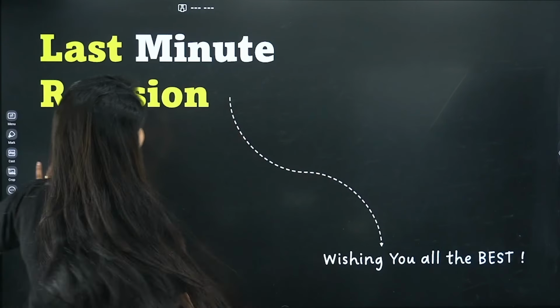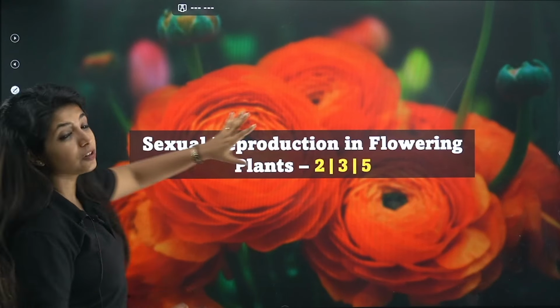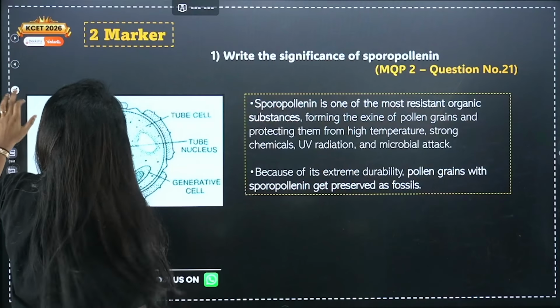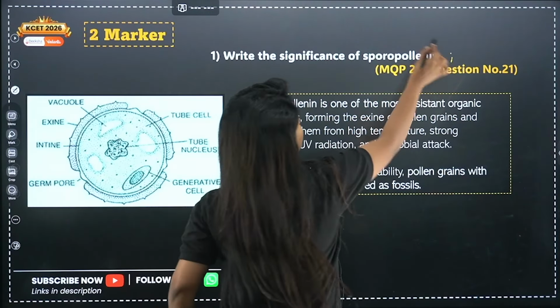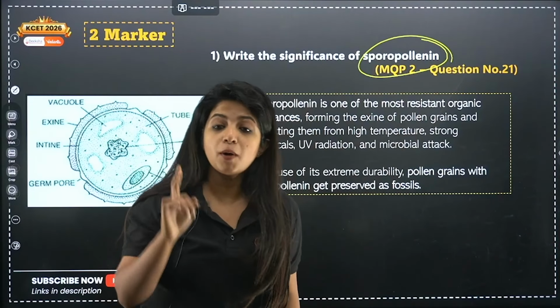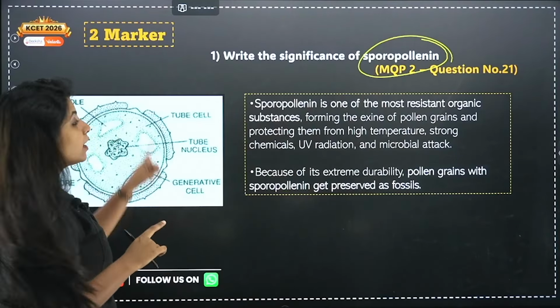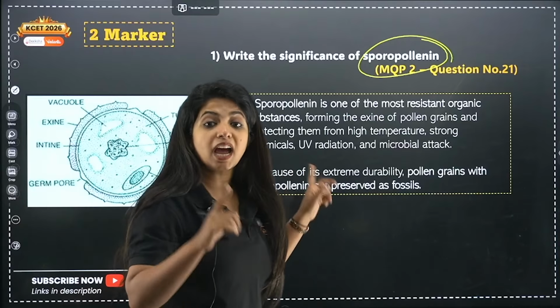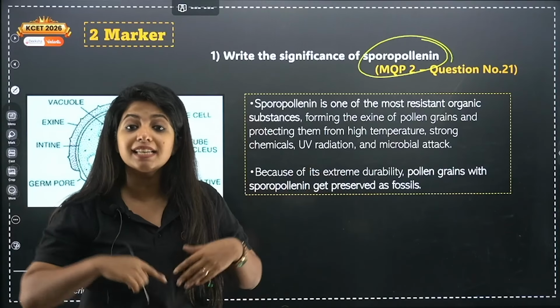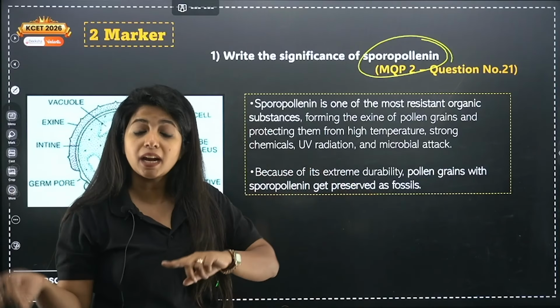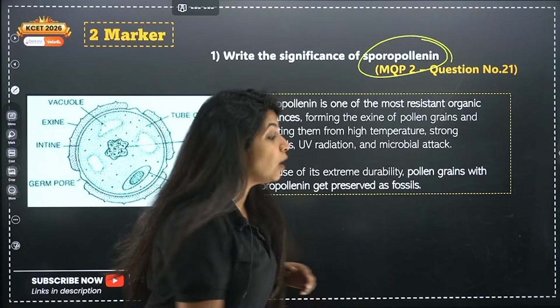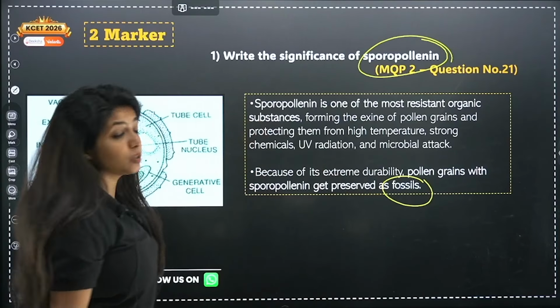Let's go ahead with the first chapter, sexual reproduction in flowering plants. The first very important question: what is the significance of sporopollenin? Sporopollenin is a very important and the most resistant organic material. It forms the exine layer of the pollen grain, and my dear children, it can resist alkali, acids, any pH, which is why pollen grains can be stored as fossils as well.